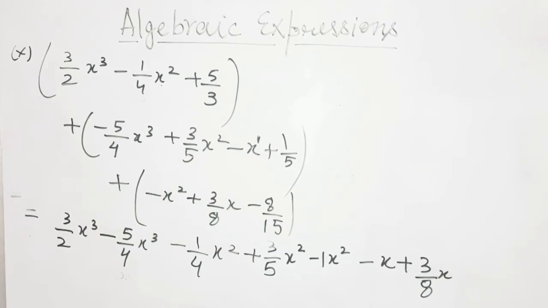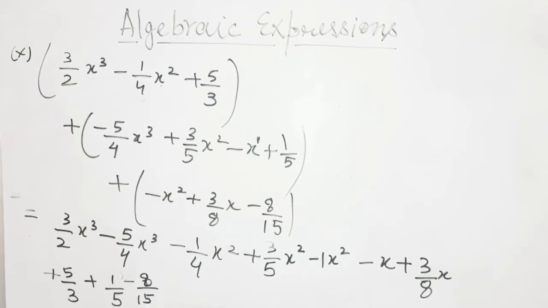Now I have to write all the constants together. So 5 upon 3 plus 1 upon 5 minus 8 upon 15. Let me write it for you. So students, I have written all the constants together, 5 upon 3 plus 1 upon 5 minus 8 upon 15. As there was no space over there, I have written here downwards. So now we have collected all the like terms together.